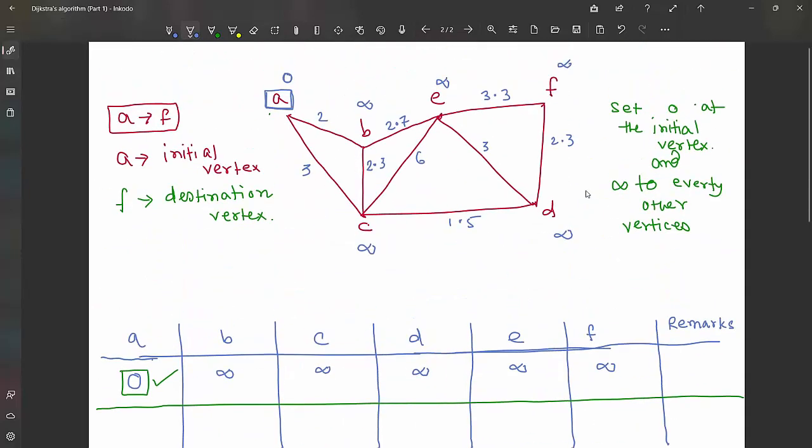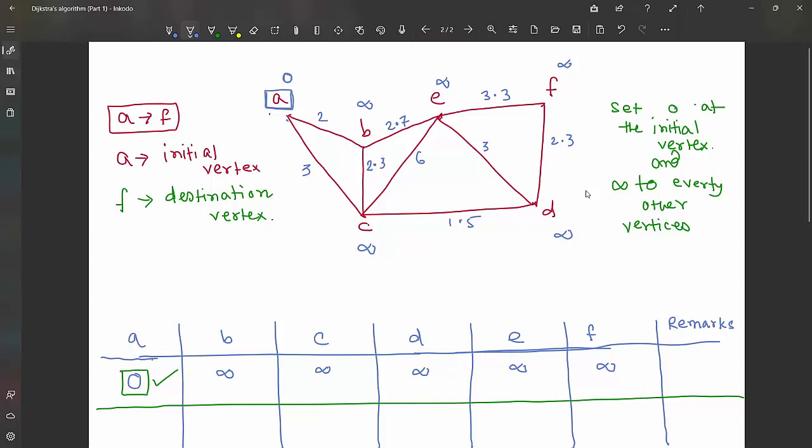Suppose here, from A to C the weight is 3, from A to B the weight is 2, but from A to E there is no edge. That's why we take this distance as infinity. You can travel from A to E by the path A, B, E, but here we are not taking that path. We are going from A to the next vertex, not from B to E. We will come to it step by step.